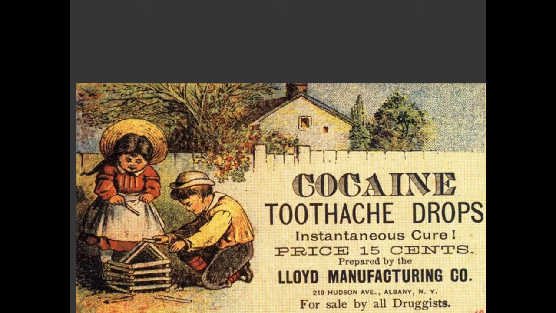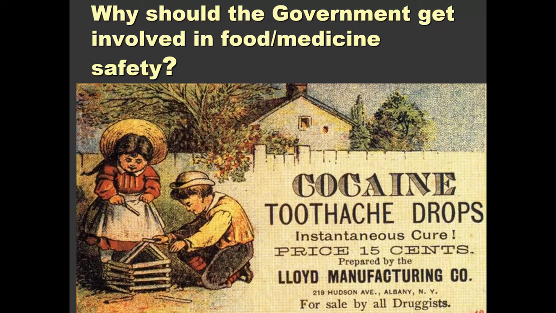The first thing I want you to write down in your notes is a question that's going to come up over and over: Why should the government get involved in food and medicine safety? We're very used to it when we go to the store and we are looking for any kind of food or medicine. It's in a package, it's labeled, it has expiration dates, it has ingredients. All of those things are because of these laws that protect us.